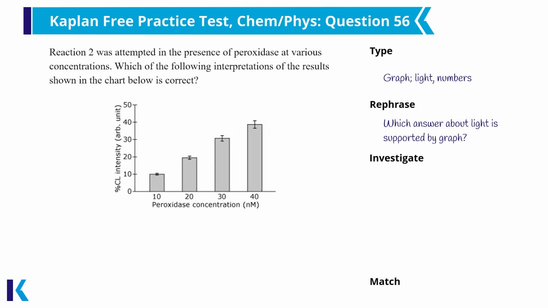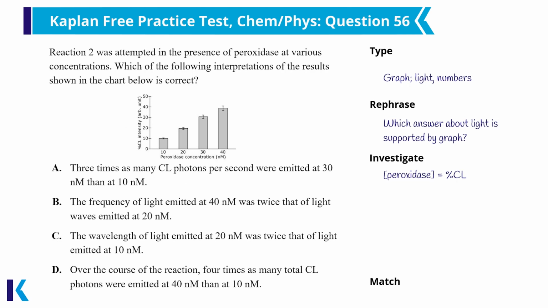Along the x-axis, I see peroxidase concentration in nanomolar and chemiluminescence intensity percentages on the y-axis. The interesting thing about this bar graph is its almost perfect linear correlation. For example, at 10 nanomolar peroxidase, there's 10% chemiluminescence, and that relationship is true for all peroxidase concentrations. The value of the concentration of peroxidase is the same value for the chemiluminescence percentages. With that trend, I'm going to take a look at the answer choices.